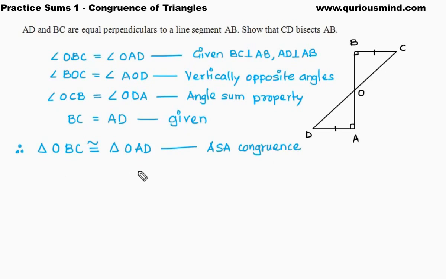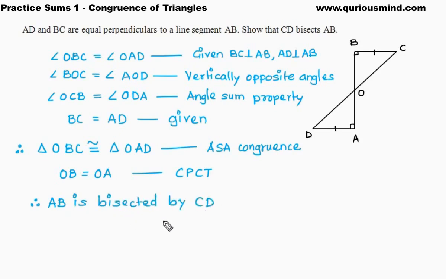And since these two triangles are congruent, we know the corresponding parts are also congruent. Since OB is equal to OA, that means AB is bisected by line segment CD. Let's go to the next sum.